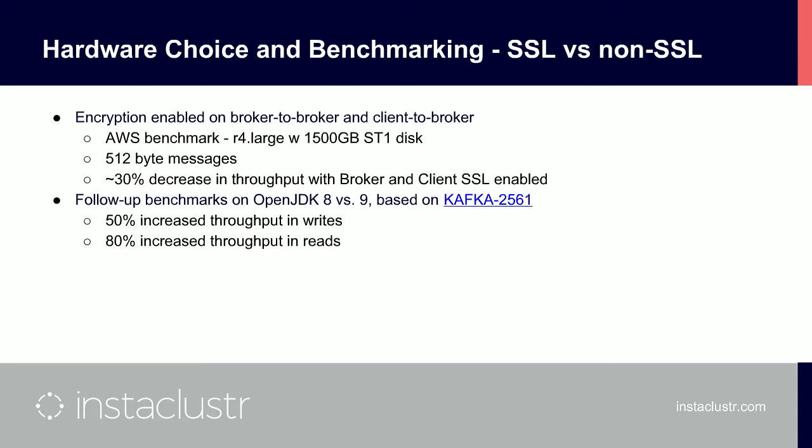We saw initially a 30% decrease in throughput when we had broker and client SSL both enabled versus no SSL. However, when we followed up with some further benchmarking with JDK 9 versus JDK 8, which the initial benchmarking was done with, we saw a 50% increase in writes and an 80% increase in reads by using the new version of JDK. So basically all of the difference that came from turning on SSL was gone by using JDK 9.